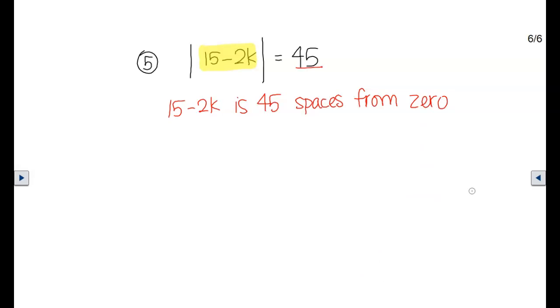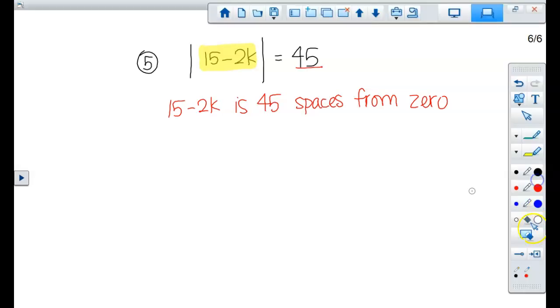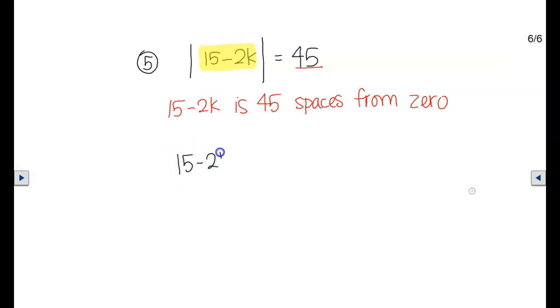So whatever that absolute value is equal to, that is the number of spaces from 0 that he needs to be. So if 15 minus 2k is 45 spaces from 0, what could he be? Well, 15 minus 2k could be positive 45. That would put him 45 spaces from 0. Or 15 minus 2k could be negative 45. Notice again, same pattern. We set it equal to the positive, we set it equal to the negative. We consider both of those options.